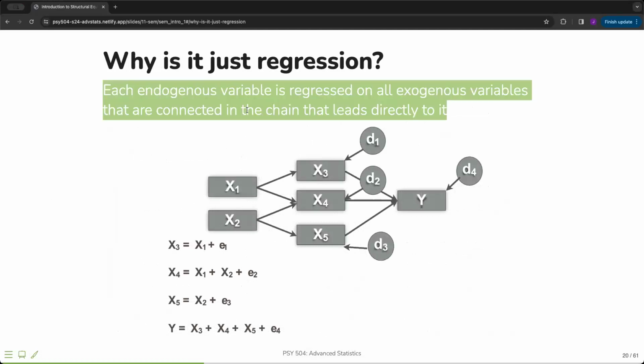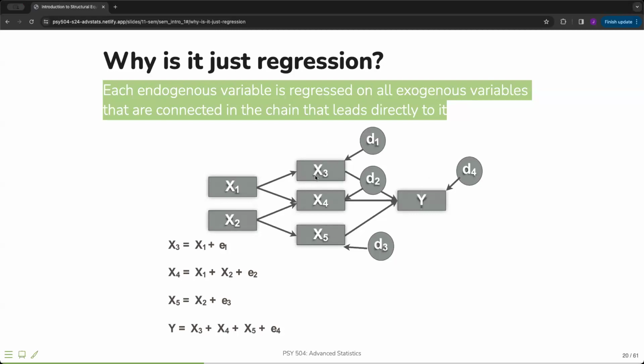So in the beginning, I said that structural equation modeling is kind of regression on steroids, right? So basically what we're doing is we're taking each endogenous variable and we're regressing it on all exogenous variables that lead to it or are connected to it in a chain. So in this example here, we have 1, 2, 3, 4 endogenous variables. So from this, we can construct 4 regression models.